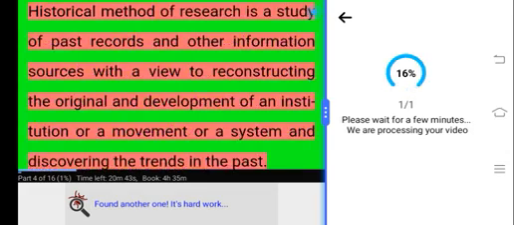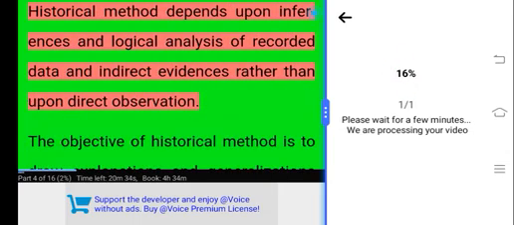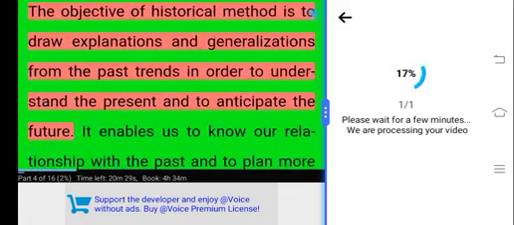Historical method. Historical method of research is a study of past records and other information sources with a view to reconstructing the origin and development of an institution or a movement or a system and discovering the trends in the past. Historical method depends upon inferences and logical analysis of recorded data and indirect evidences rather than upon direct observation.